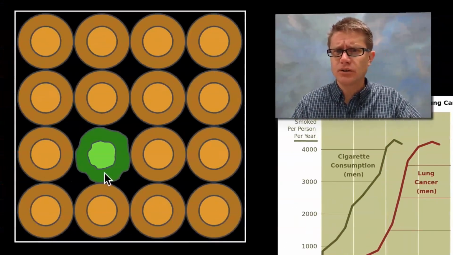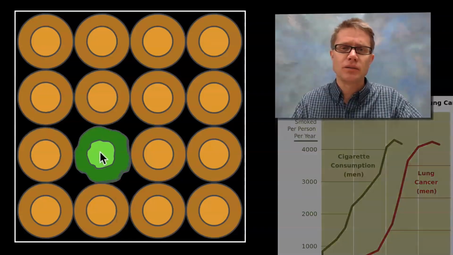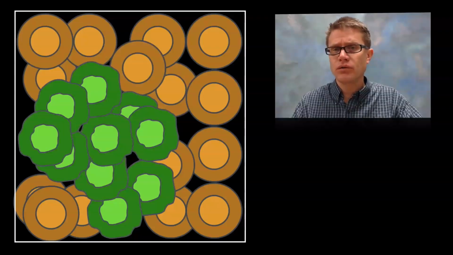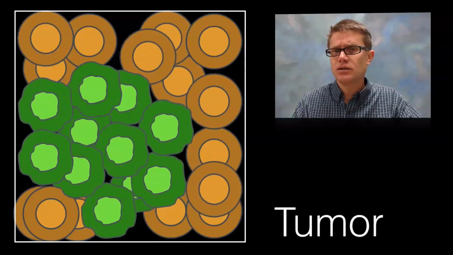Now, what does a cancerous cell do? It doesn't matter that there's cells around it. It's simply going to divide and divide and divide over and over and over again. And eventually what you create is a tumor.